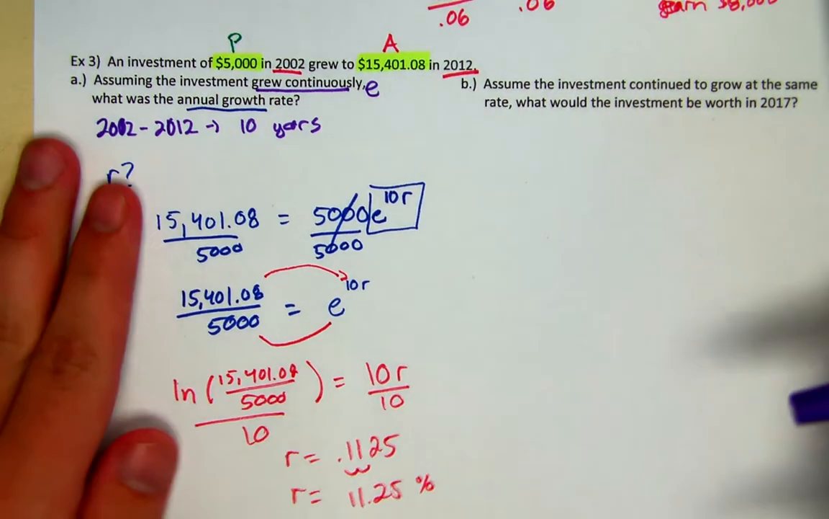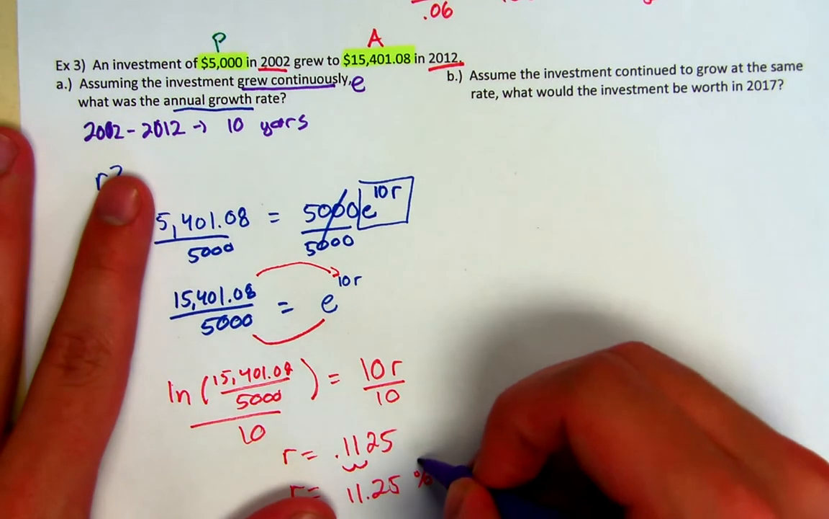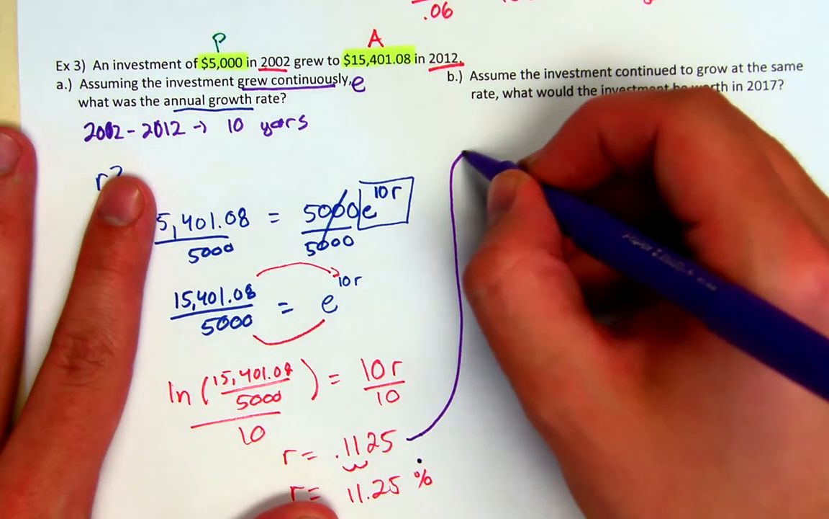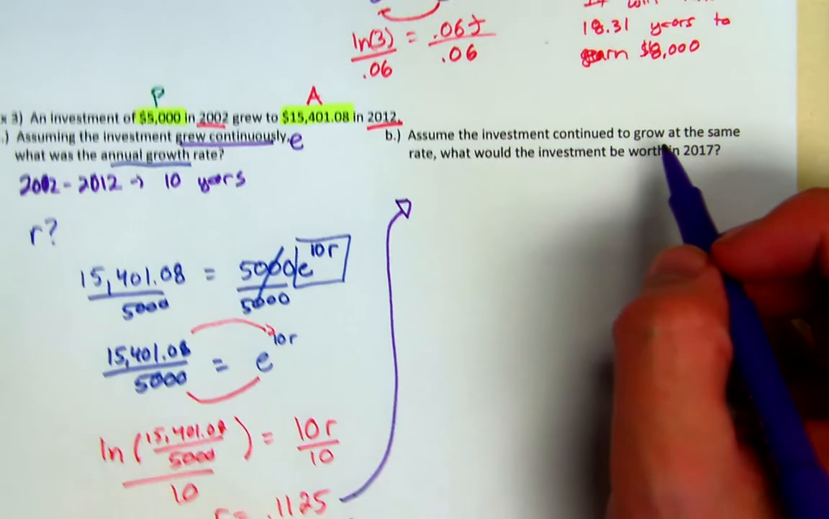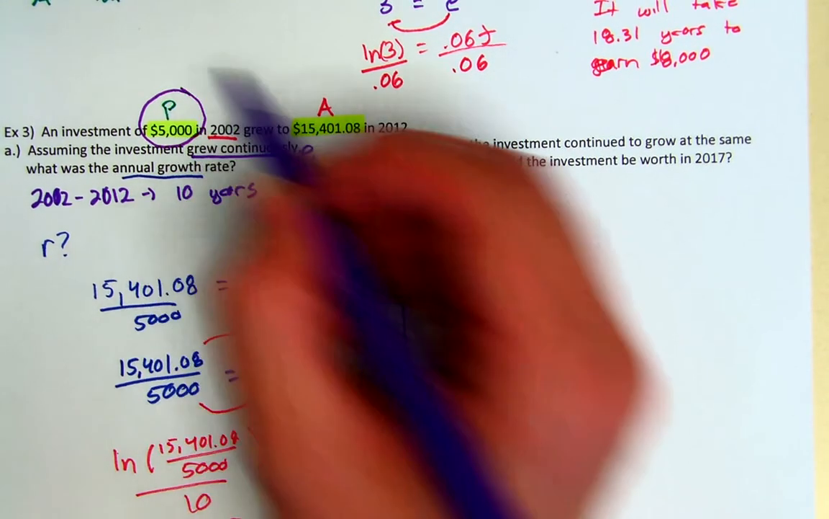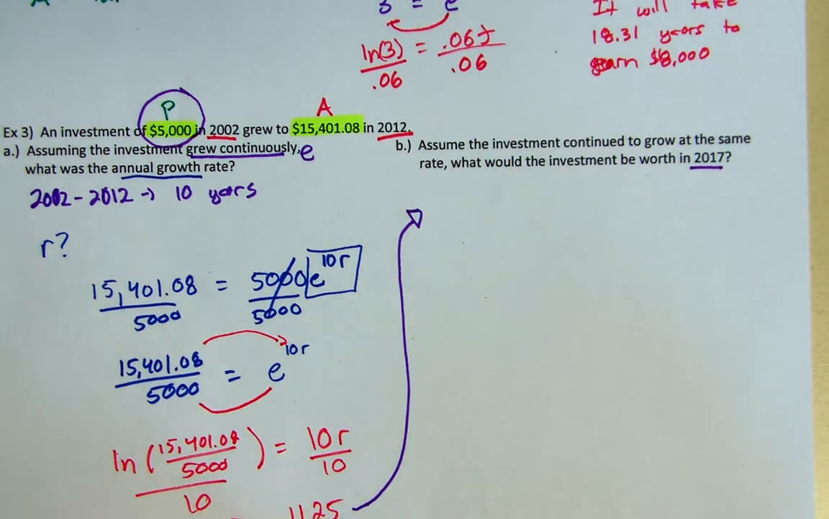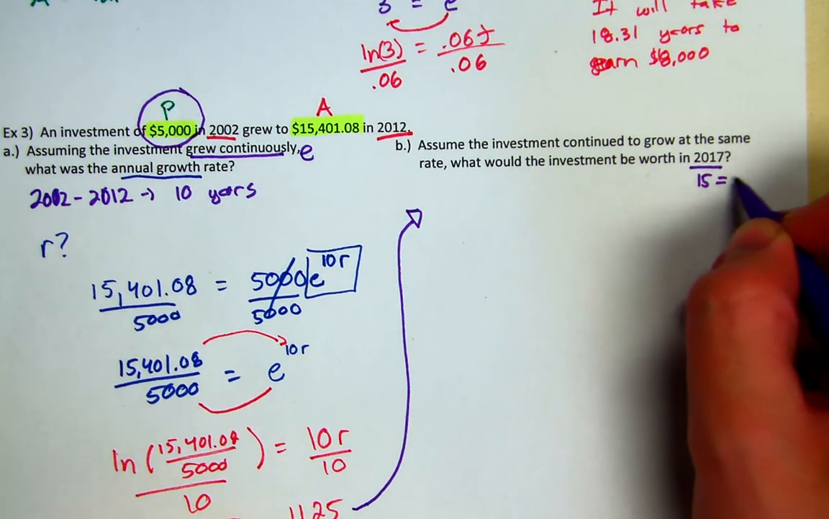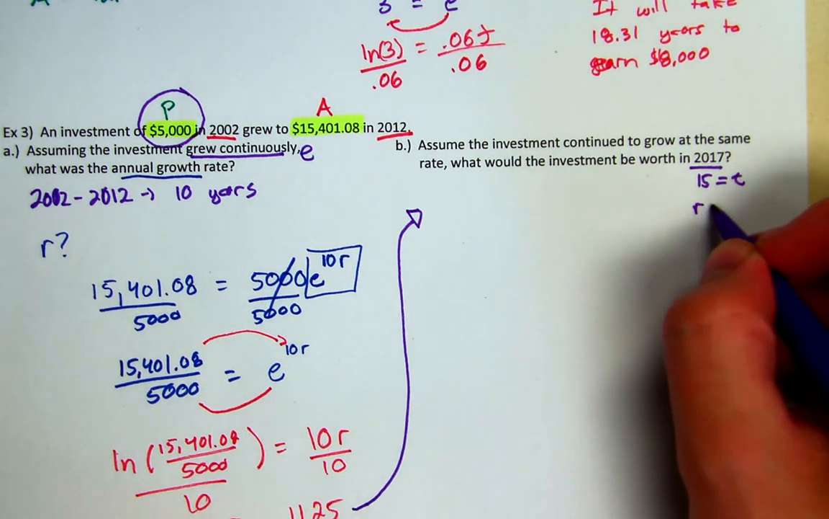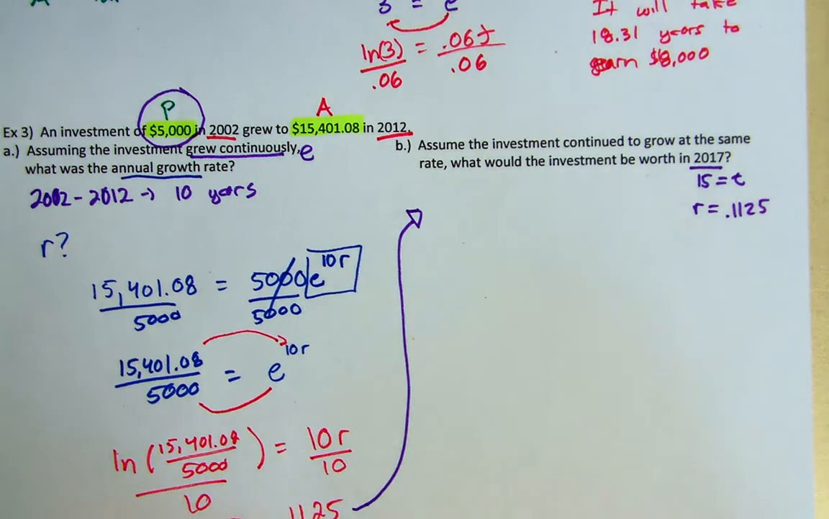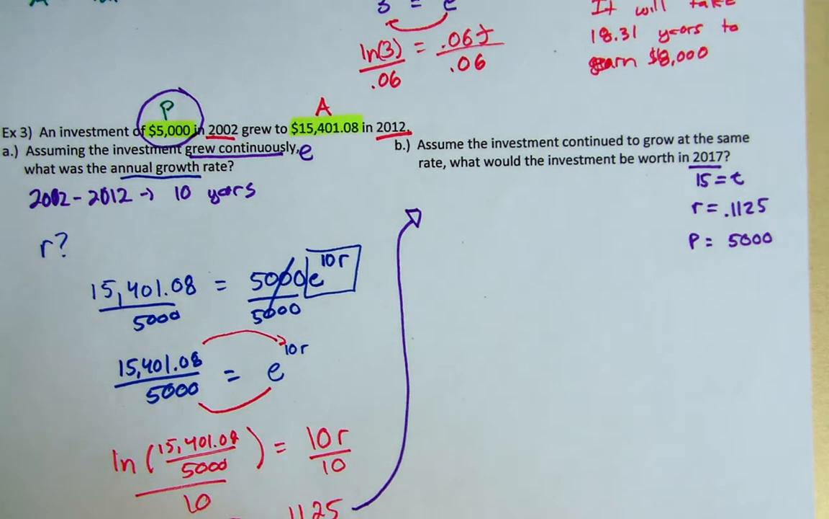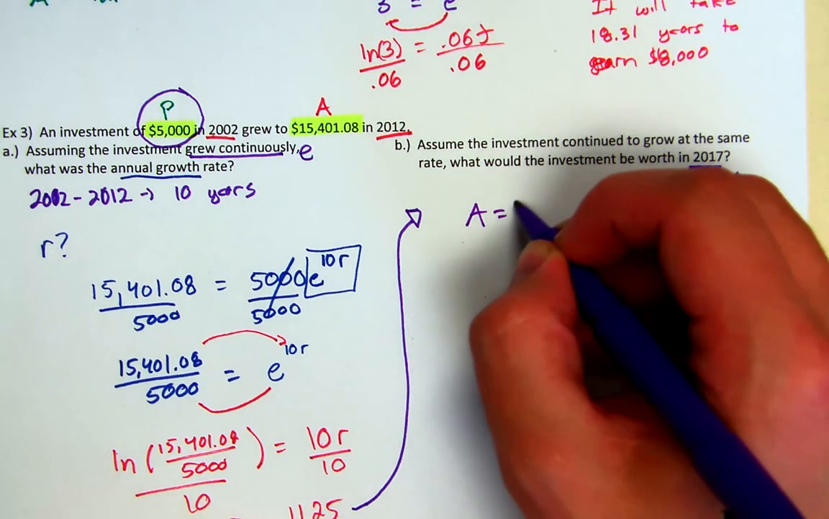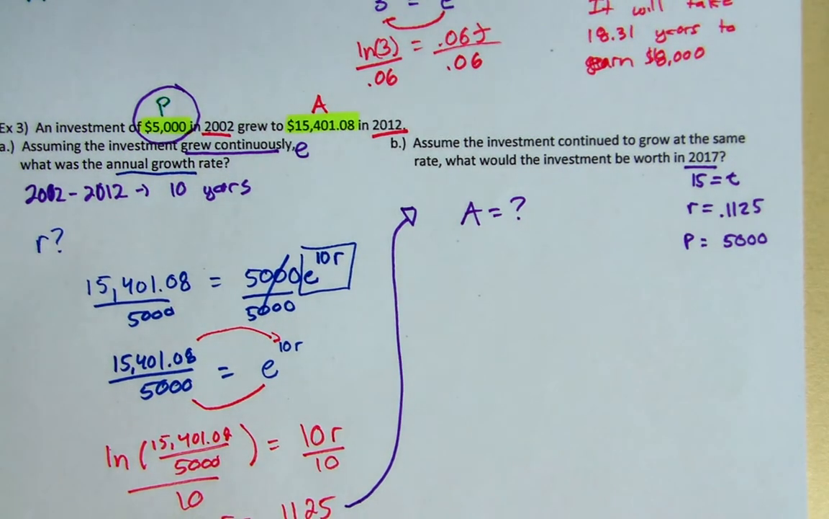Now to finish out here, all I want you to do is take this rate and use it to find what they want here. And continue to grow, so you're going to be using that initial investment and find the amount in 2017. So how many years is that from 2002? 15 equals T. Use your R equal to 0.1125, your P equals 5,000. And then you just need to find A. So A equals something. You figure it out, bring it to class, and we will talk about it.